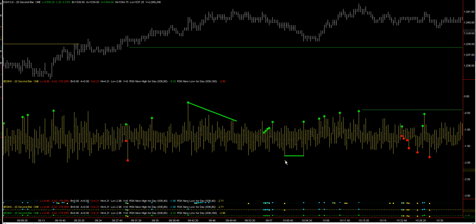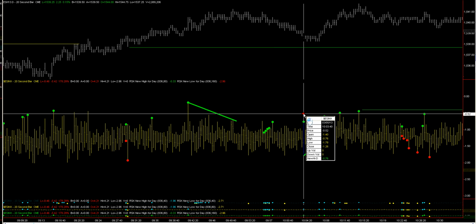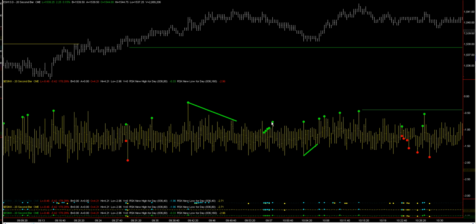As the Spoos continue to move down, we get a lower low on the premium here. And then down here, we get an equal low. Then we get equal lows on the Spoos, but higher lows on the premium. There's your divergence. This is going back up. Negative 0.77, negative 0.76. This is a higher bar than this. That's why it's painted green. And we go back up.